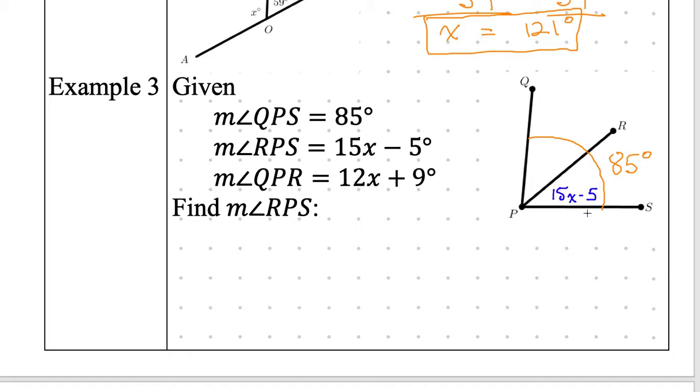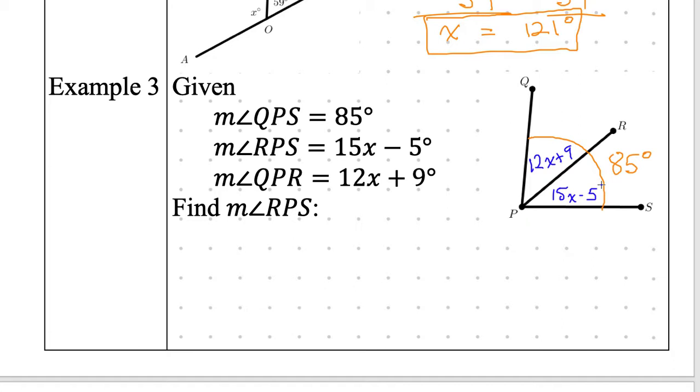And then the measure of angle QPR, so it's this top angle, is 12x plus 9. I need to find not x. That's not the question. It's not asking what is x. It's asking what is the angle of RPS. Again, RPS is the bottom angle. So I need to figure out what this bottom angle is.